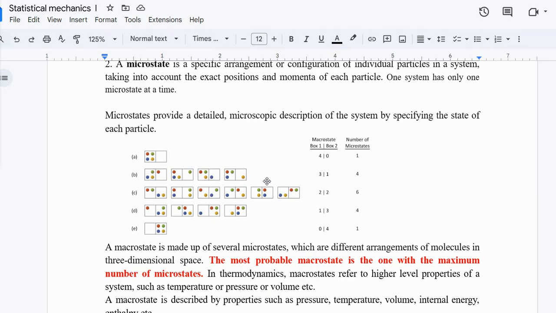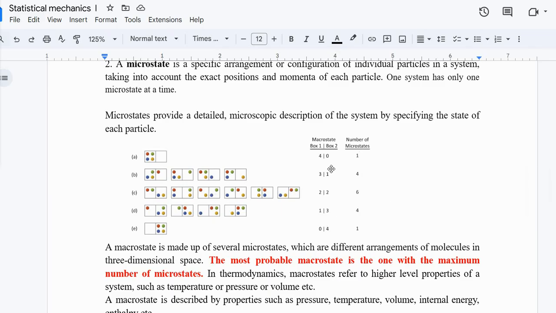So there are 4 possibilities. The 3 and 1 combination is possible: in one box 3, in the other box 1. So how many microstates are there? How many arrangements are possible? There are 4 possibilities. Then comes the next combination: we have 2 particles in each box. How many possibilities are there? Obviously there are 6 possibilities. We have 4 different colors, arranged in a proper way. So we have 6 possibilities, which will be considered as microstates.